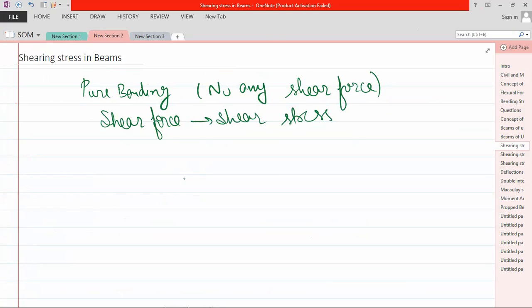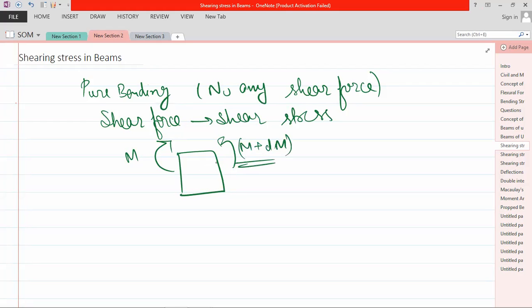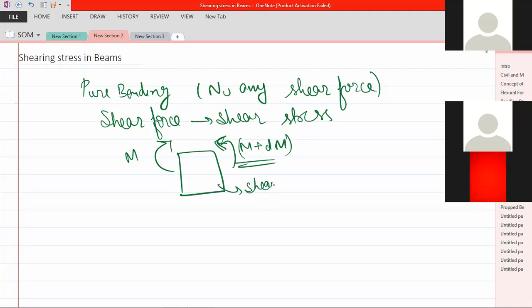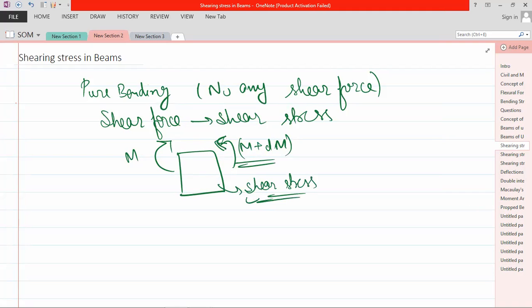Suppose you have a body, and at this point you have a couple acting, moment M, and at this point you have M plus dM. Now the moment is changing, so the bending force is changing. Hence, you need to maintain a force that will oppose the change, and that is called the shear stress. The shear stress occurs when there is change in bending moment. If bending moment doesn't change, then the shear force will not occur. It will be equal to 0.